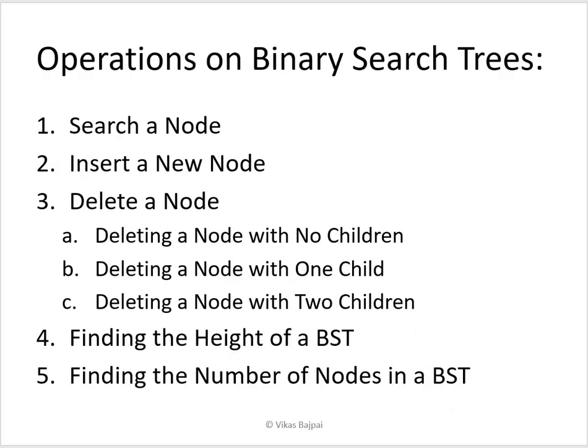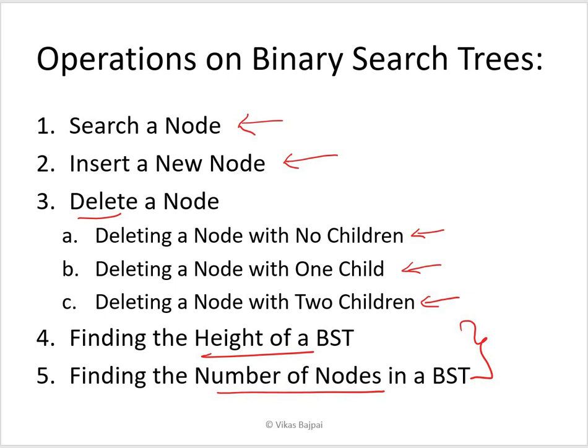So in today's class we'll talk about operations on binary tree. That means we'll do some operations in the format of searching a particular node, and then we'll have the inserting of a particular node. Then we'll look into the delete operations, where we have three options: deleting a node with no children, deleting a node with one child, and deleting a node with two children. Then we need to find a couple more operations, where we can have the option of finding the height and finding the number of nodes in a binary search tree, right?